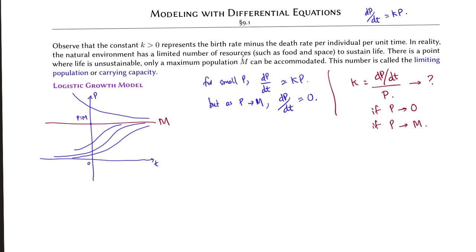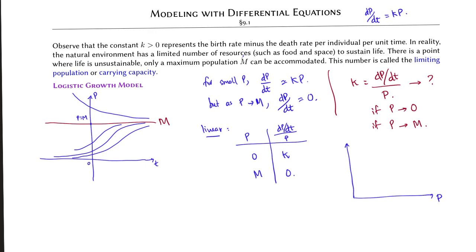In the logistic model, the relative growth rate dP/dt over P, or k, decreases linearly to 0 as P approaches M. And so we can summarize this in a table. As P approaches 0, dP/dt over P approaches k. And when P approaches M, dP/dt over P approaches 0.